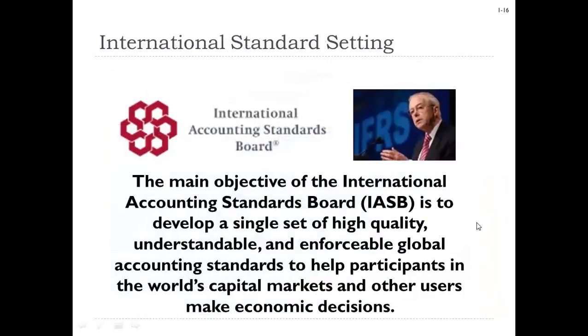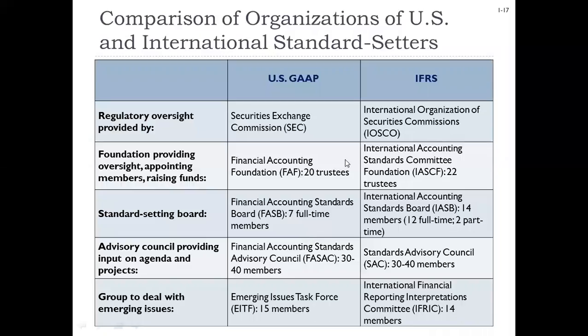Okay, the rules we just saw, generally accepted accounting principles, apply only to the US. In almost every other country in the world, there's a different set of rules. Those are called international accounting standards. Those are derived by the International Accounting Standards Board, which is similar to the FASB, only on an international scale rather than a US scale.